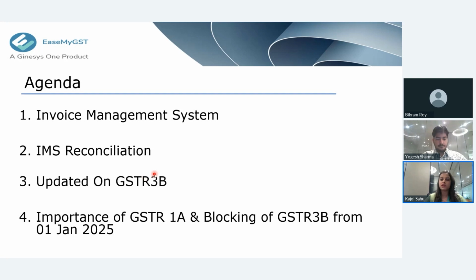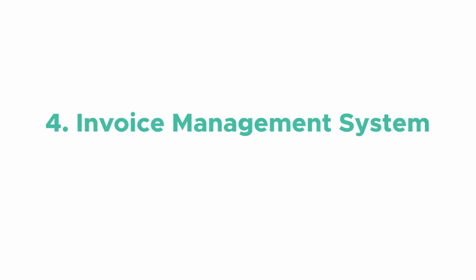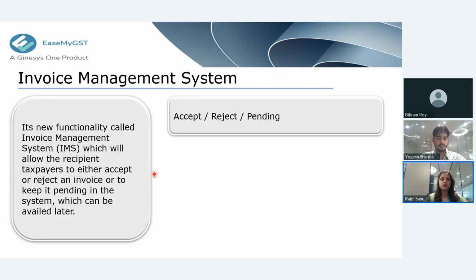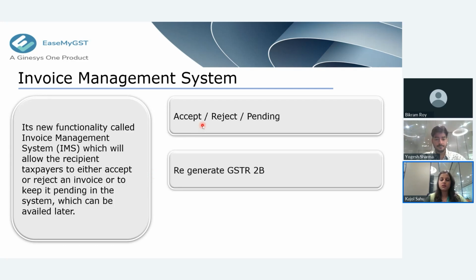Jan 2025. The Invoice Management System, which we also call IMS, allows the taxpayer to either accept, reject, or keep invoices pending in the system, to act on later. Here are some options. You can take an invoice and accept, reject, or keep it pending. Also, you can regenerate GSTR 2B, as well as it's optional.